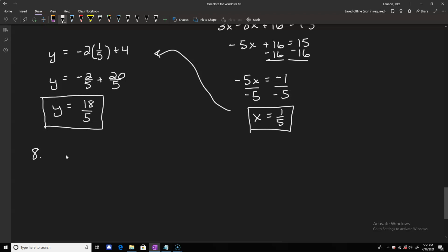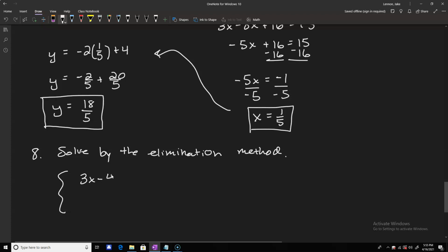Okay, so for 8, we'll do the other method. We'll solve by the elimination method. So what do we have here? Let's say we have 3x minus 4y equals minus 6, and minus 4x plus 8y equals 8.